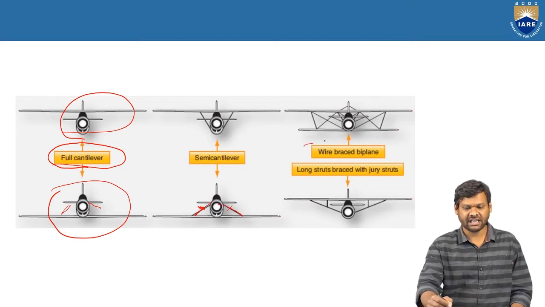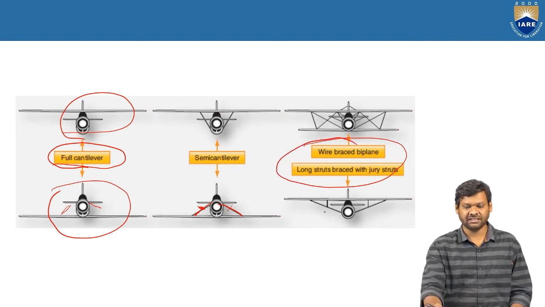And there is another type of construction. You can also observe the extra element which is used to support when the wingspan is long, and we use such type of construction, and this is called the biplane.